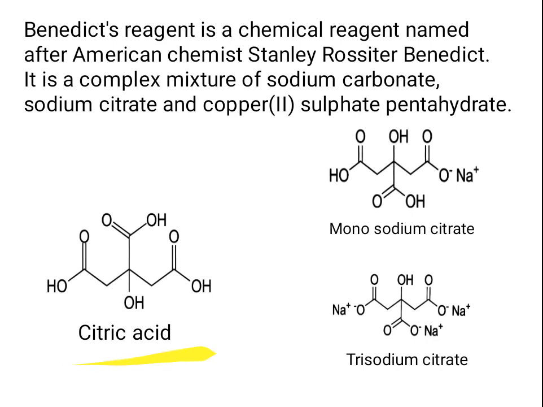This is the structure of citric acid. If you replace one hydrogen, or one proton, here by Na+, you will get monosodium citrate. And if you replace 3 hydrogens, this 1, 2 and 3, then you will get trisodium citrate.